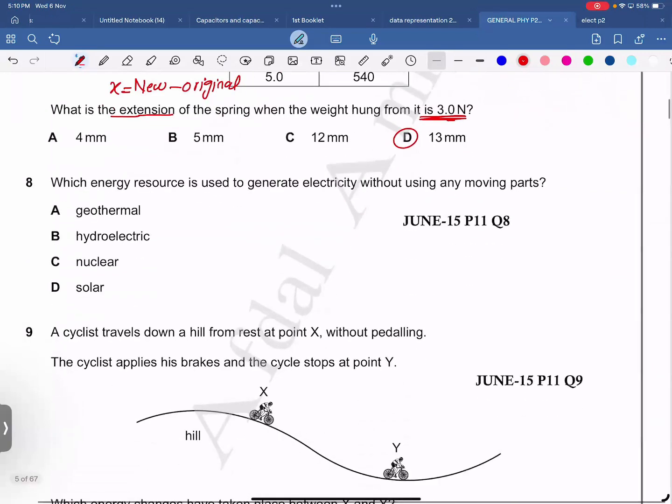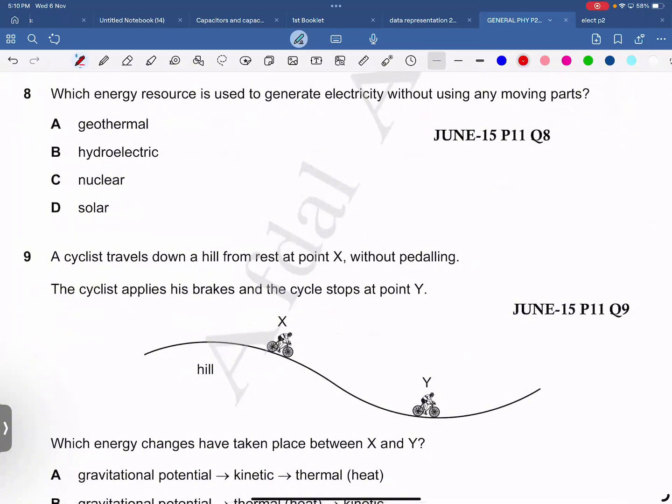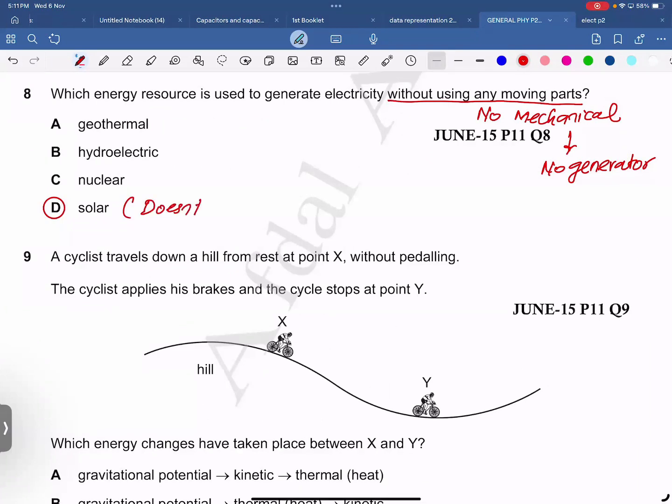Question number 8. Which energy resource is used to generate electricity without moving parts? Without moving parts means no mechanical energy involved, so no generator involved. So the only source to produce electricity without a generator is solar cells. Only the solar cells don't need a generator. The others all need rotating coils and a generator. So it doesn't need any type of moving parts, meaning no mechanical.